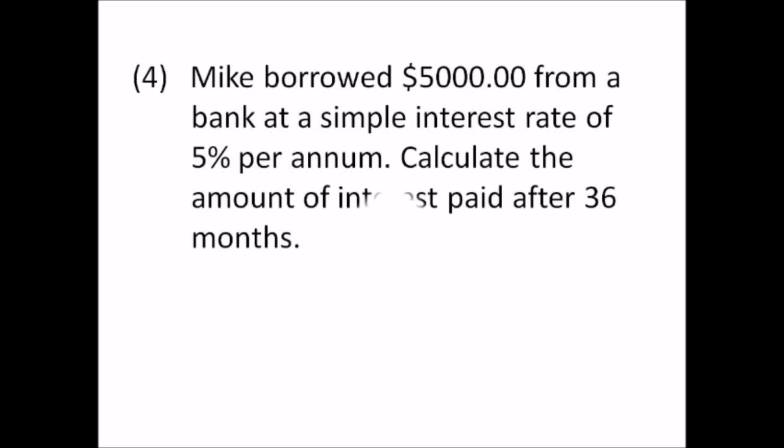Good. Number 4. Mike borrowed $5,000 from a bank at a simple interest rate of 5% per annum. Calculate the amount of interest paid after 36 months. I'm going to give you the formula for simple interest: PRT, principal times rate times time, over 100. So this is what you have to calculate. Use a calculator. Simple interest is 5,000 times 5 times the number of years, all over 100.